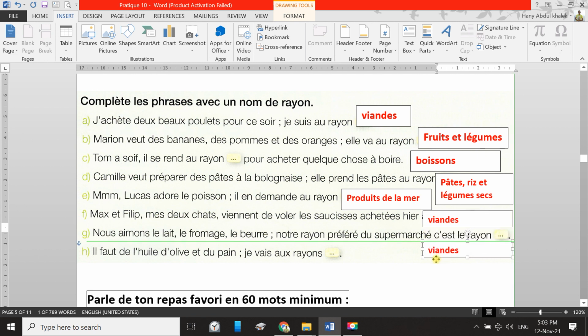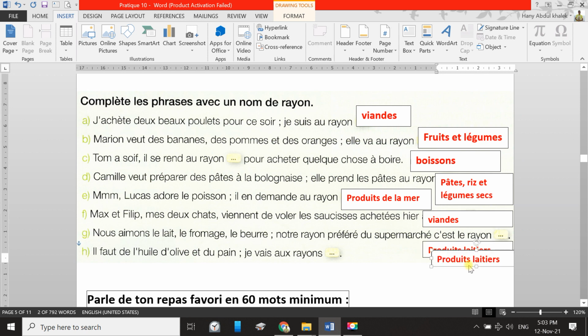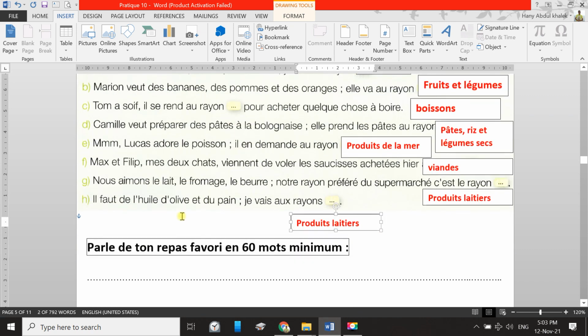Okay, next. This is pour lettre G. For letter G, nous aimons le lait, le fromage, le beurre. So here we have three things of produits laitiers. Letter H, il faut de l'huile d'olive. Huile d'olive, huile means oil, olive, olive oil. Et du pain. Here we have deux rayons, two sections.